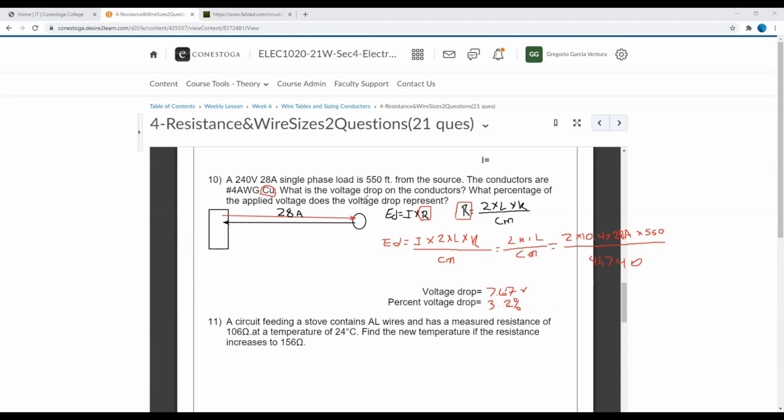So that wouldn't pass. So what is the solution? We have to increase the conductor size. And then what you do in that case, if you only want to have a 3% voltage drop, is you do the same thing. Instead of using 41,740, you use the CMs for a number 3 conductor, and then do the same equation to see what is going to be the percentage of voltage drop that you are going to get in that situation.